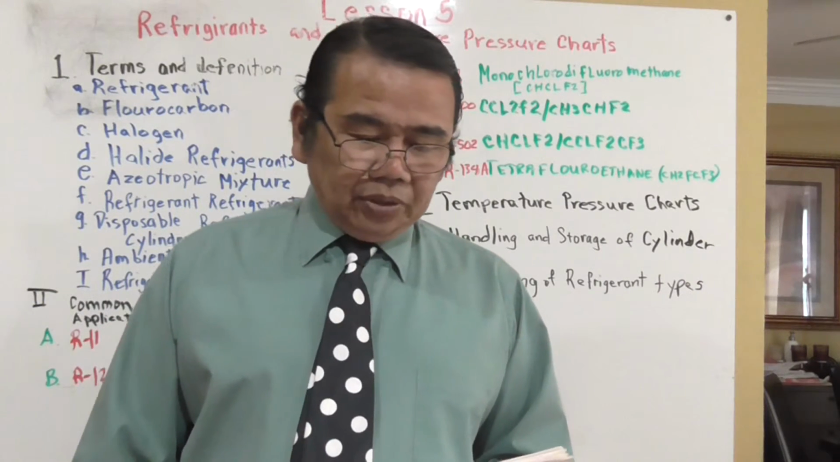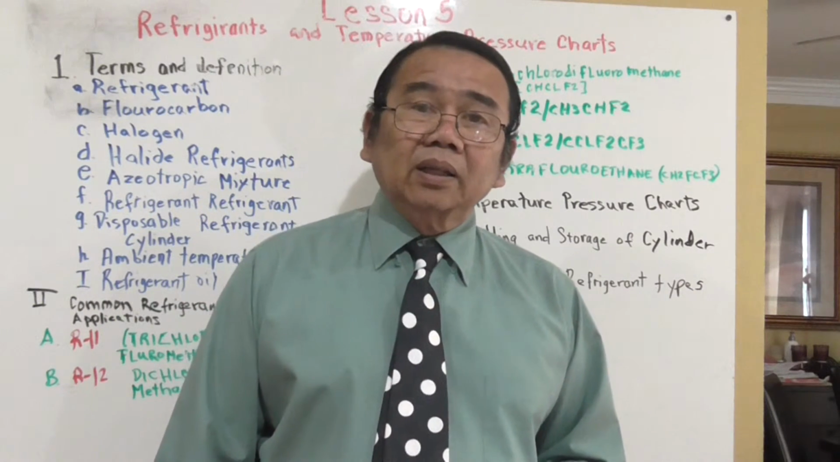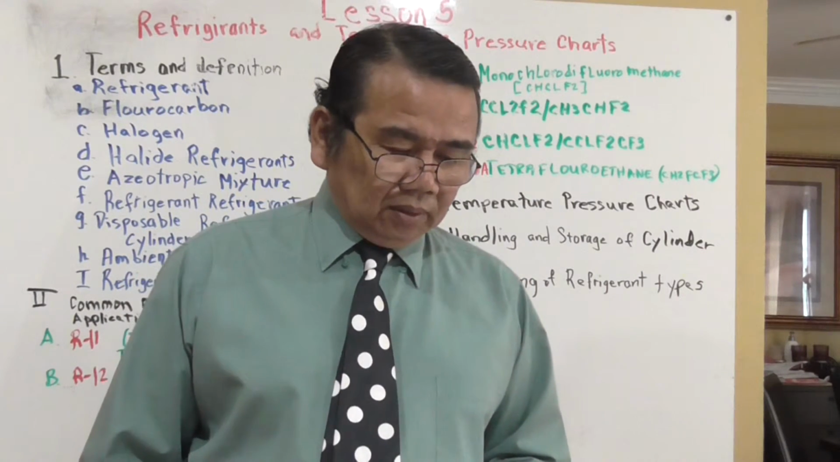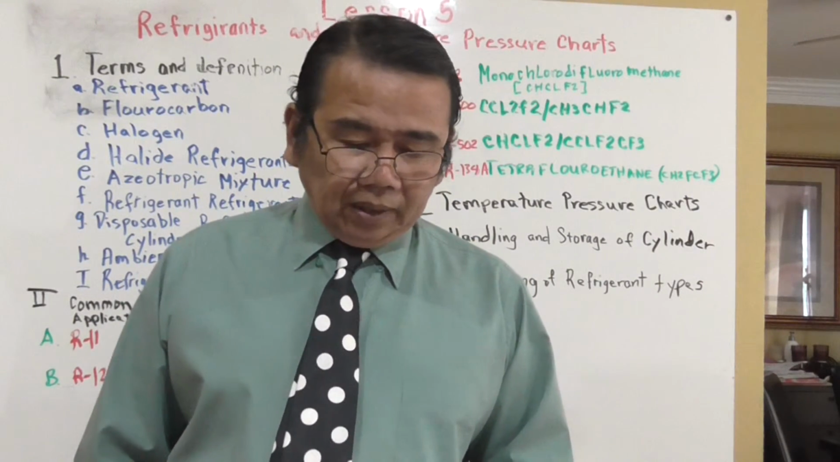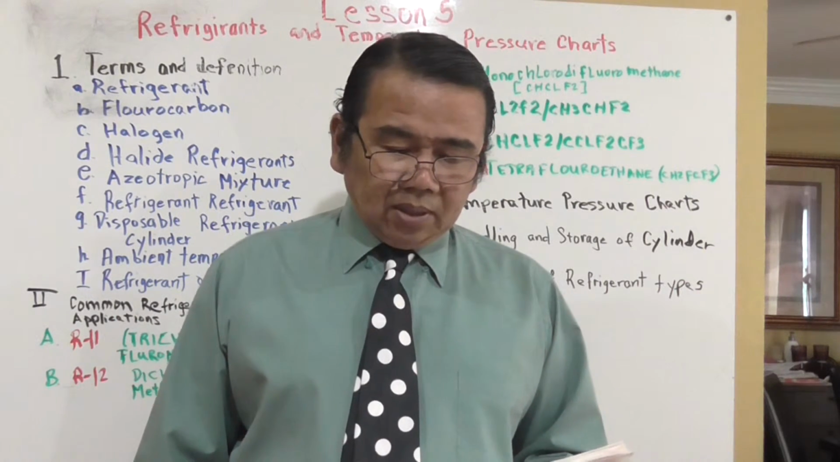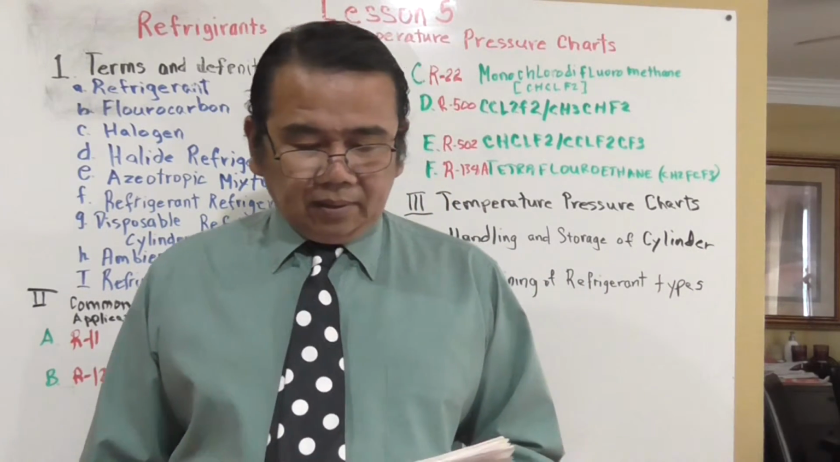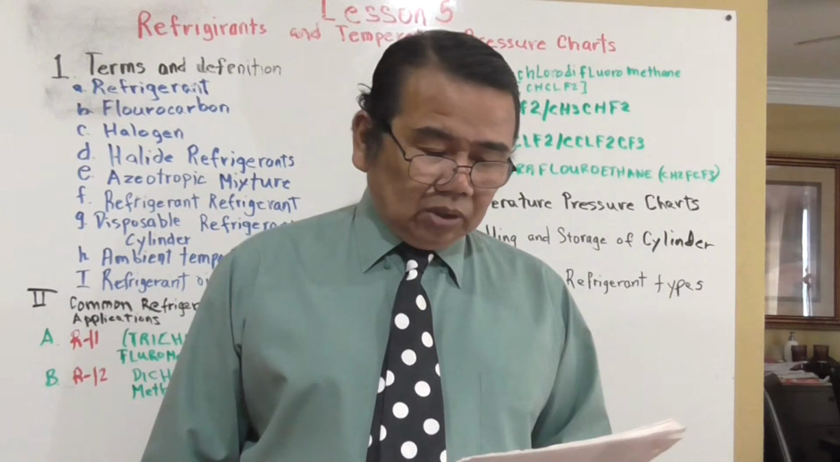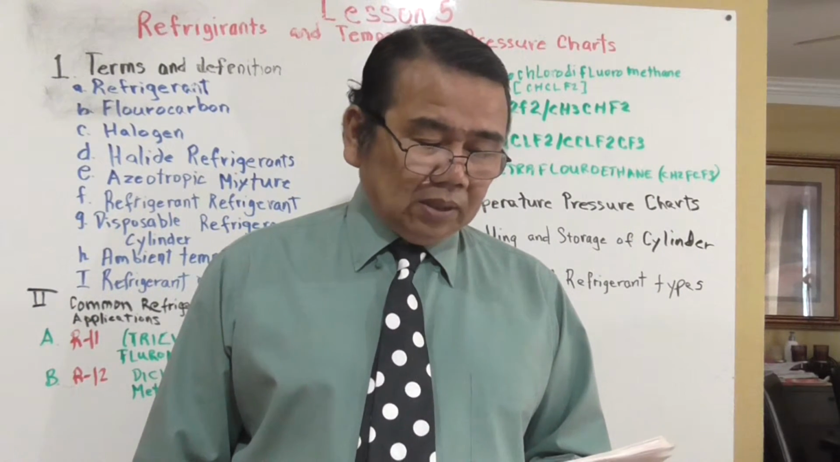Determining refrigerant type. Okay? You try to determine what refrigerant type you have in the bottle. You have to look at the data plate. Always check the data plate if it is provided. This will tell you what refrigerant is to be installed in the unit and how much.